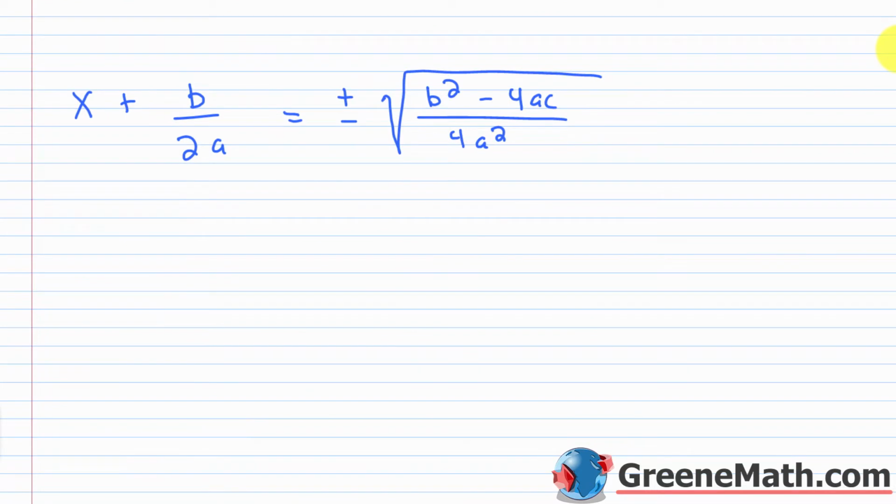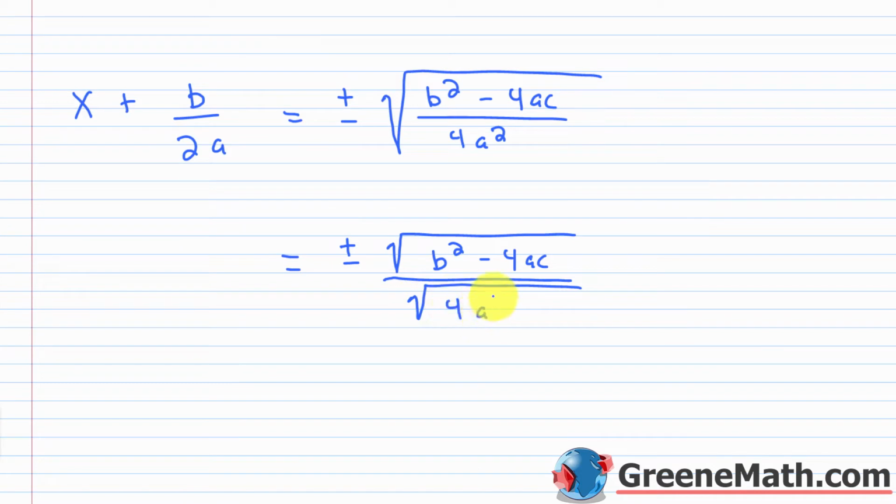All right, let's scroll down. And one of the things we can do is we can break this up, right? I know if I have the square root of, let's say, 1/4, this is equal to the square root of 1 over the square root of 4, which is equal to 1 over 2 or 1/2. So I can do the same thing here. So I can write this as plus or minus, that can stay just with the numerator, the square root of b squared minus 4ac over the square root of 4a squared. And over here on the left, this isn't going to change. We just have x plus b over 2a.